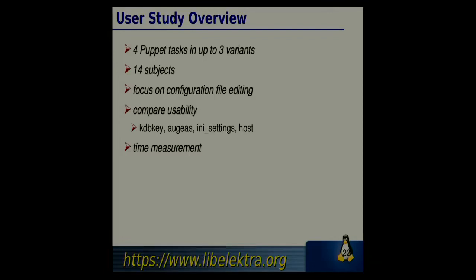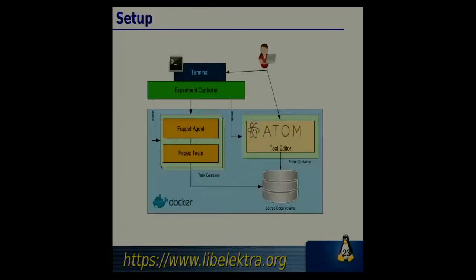Yeah, we had 4 Puppet tasks in 3 different variants, and the Puppet tasks were non-trivial. So you have to manipulate different configuration files in different ways, and the focus was on configuration file editing. We compared the usability between KDB key, the one Puppet provider I talked about before, then Augeas, ini settings, and host. And we also did time measurements.